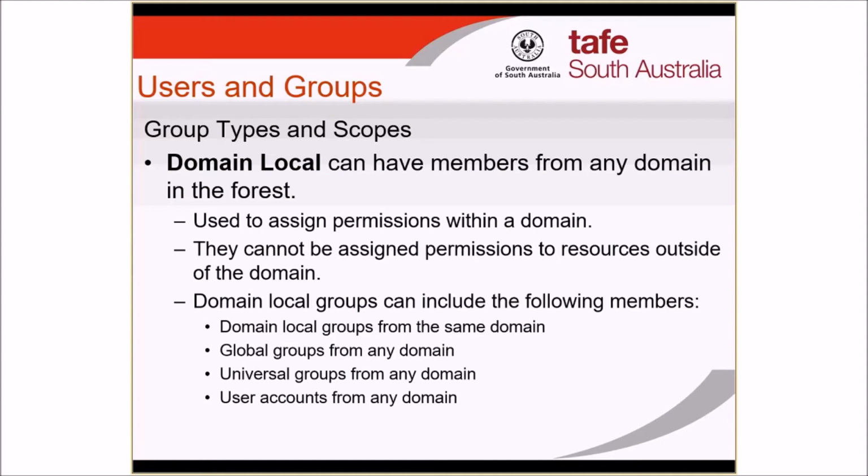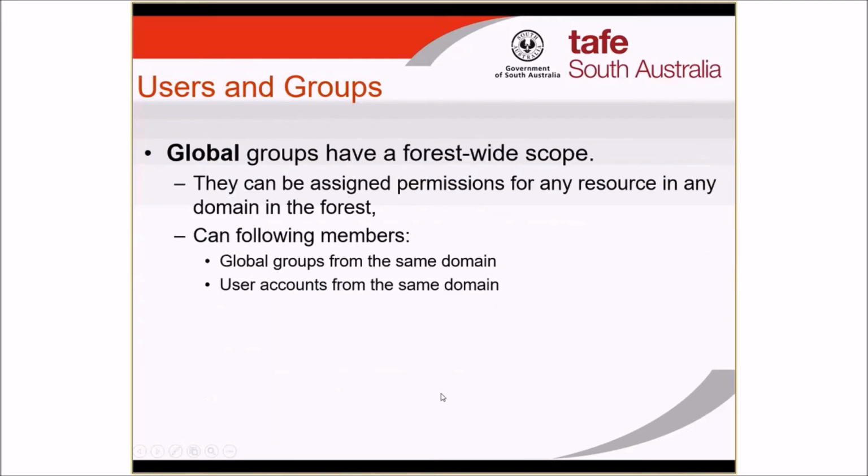Okay, domain local groups can include the following members. You can have other domain local groups as members of this group. You can have global groups as members of this group, and the global groups can come from any domain. You can have universal groups, which can come from any domain, as members of the domain local group, and you can put user accounts directly into the domain local group from any domain. Okay, even though you can do all that kind of stuff, there is a philosophy and a practice that we will teach you later on. It's called AGDLP, and I'll explain that in a little bit more detail later. There's global groups.